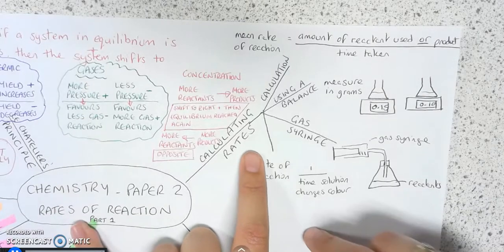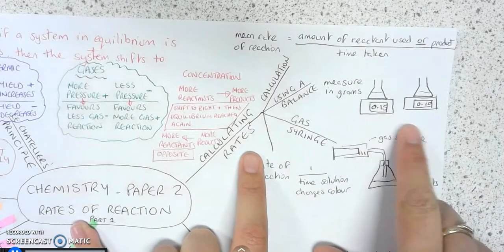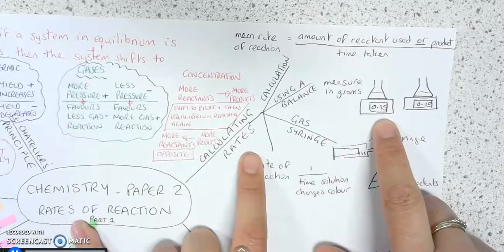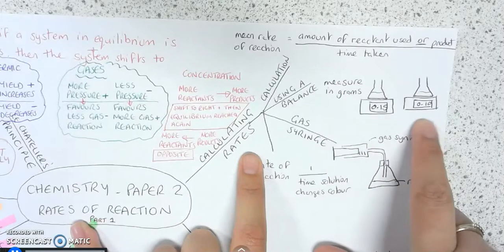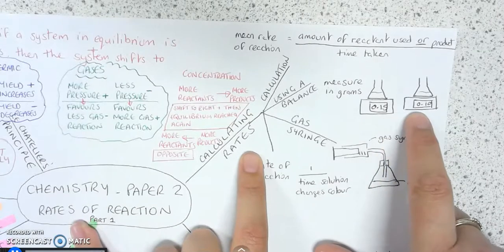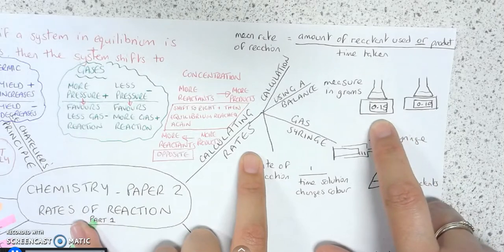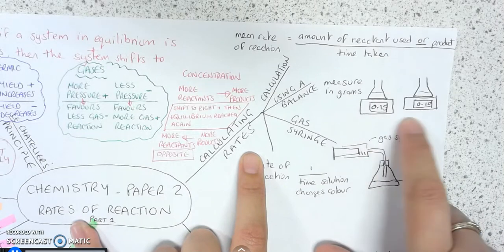The first one that we can do is we can use a balance, and we can look at the starting mass in grams and look at the end mass in grams and work out the difference. And the reason we do that is because usually in this reaction a gas has been made and it's gone off into the atmosphere. We can work out the difference, so it tells us the rate of reaction.